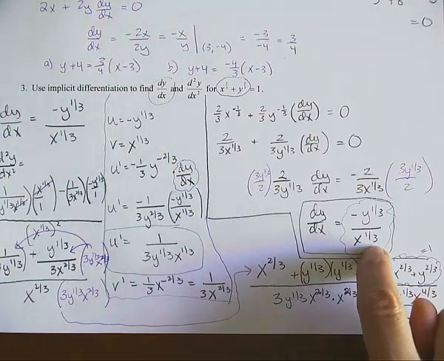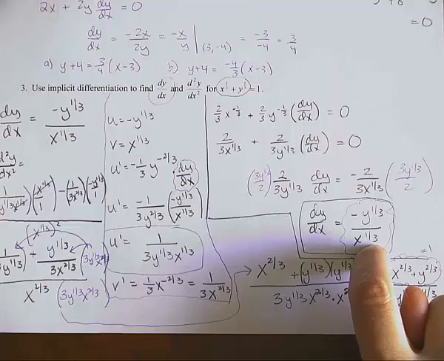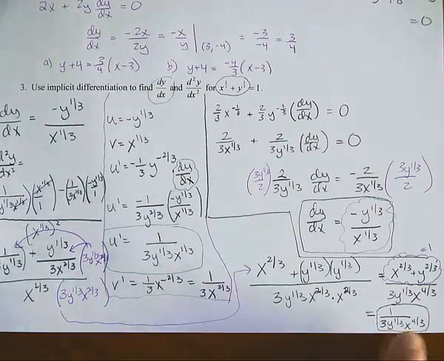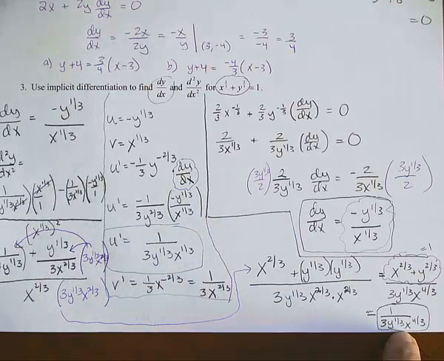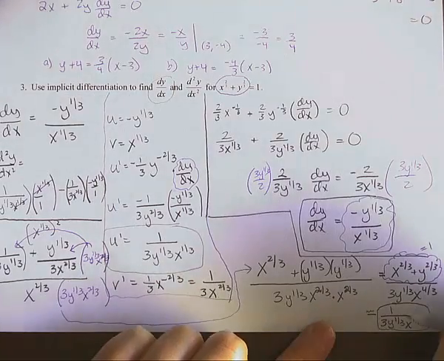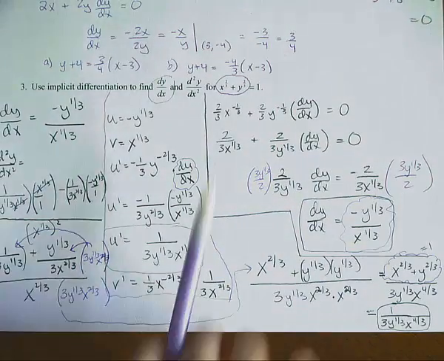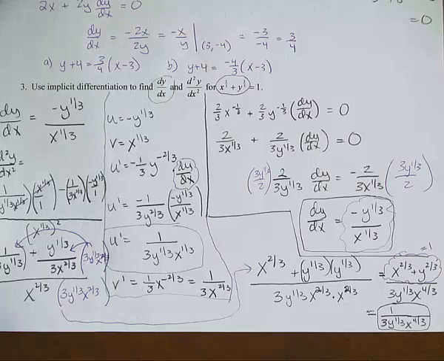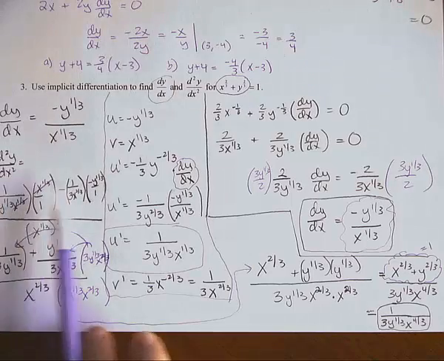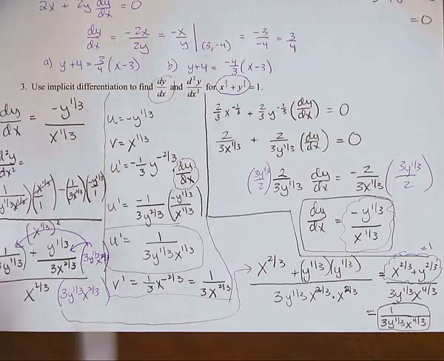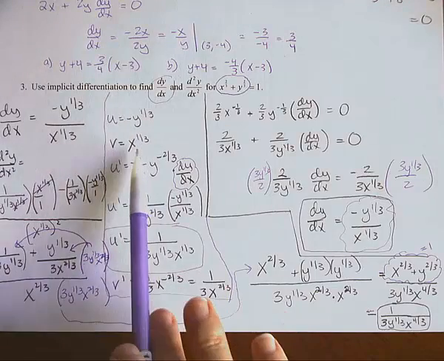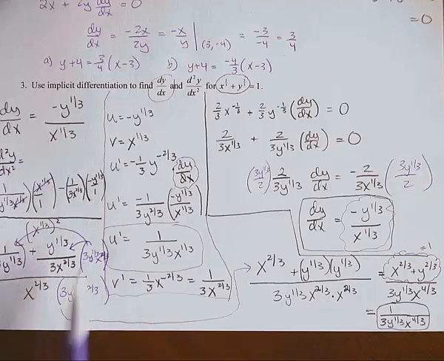The first derivative was right here, negative y to the 1/3 over x to the 1/3. The second derivative, after all of that work, reduced down to 1 over 3 y to the 1/3 x to the 4/3. So this example was probably one of the most complicated. They are not all going to be nearly this challenging. This one just was challenging because of all the fractional exponents. So there's a lot of algebra 2 that was going on here that you'd have to remember. Plus, we have to keep very careful track of each part of the derivative to avoid making mistakes.